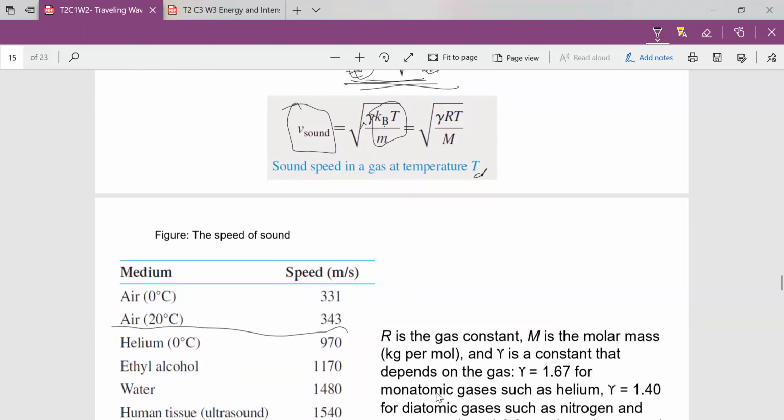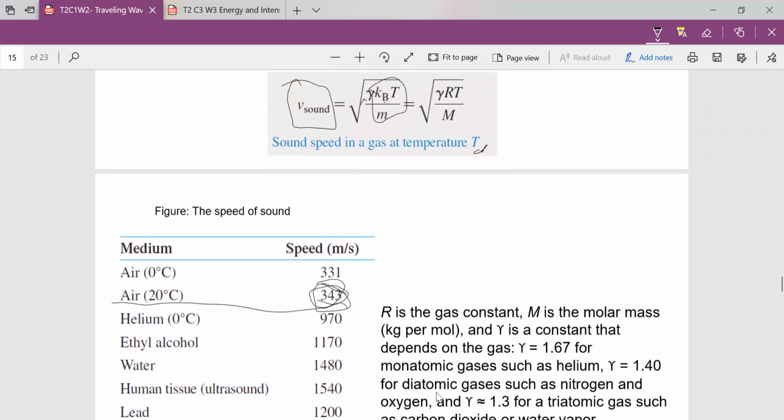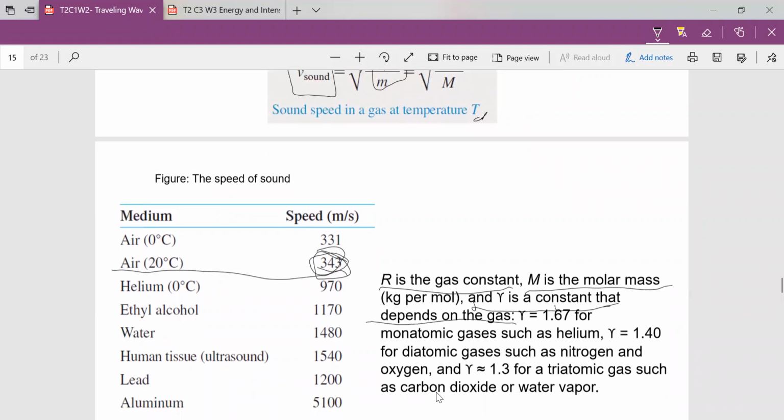Okay, the established speed of the several media and their established values. I'm circling this one because we use this constant a lot, which is the speed of air when it is 20 degrees Celsius. So we'll have the big R there to mean the gas constant, the M for the molar mass, and the gamma, which is the constant that depends on the gas, and it varies for different gases, for helium, for oxygen, and so on.